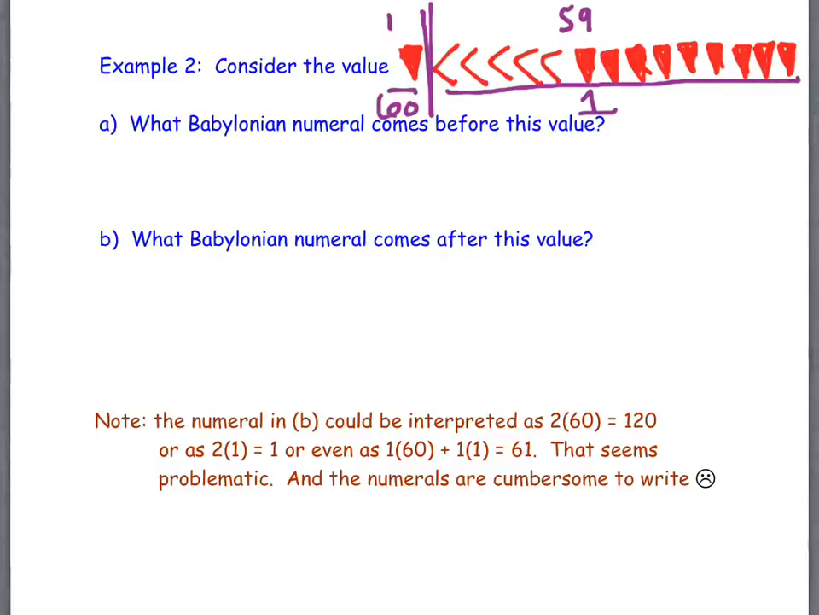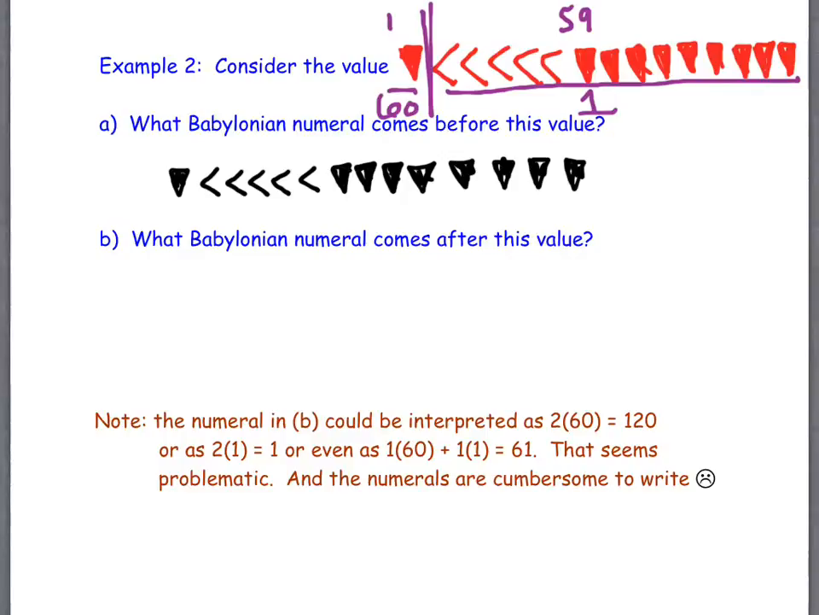Kind of like on the last example, all we had to do was add the stick to the number greater than. So for this answer, we're going to have the triangle, 1, 2, 3, 4, 5 less than signs, and then we're going to have 8 triangles as the number before. The next thing that it says is what number comes after this value.